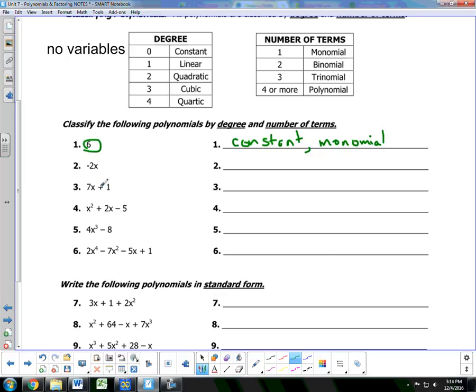Okay. This next guy, negative 2x. So it does have one variable, and it's to the first power. So that is degree 1, that is linear. The reason we call it linear is if you were to graph it, it would represent a line. Now it does have one single term. There's no addition signs or subtraction signs. That's a negative sign, not a subtraction sign. So that is going to be a monomial, like the one above, because there's one term.